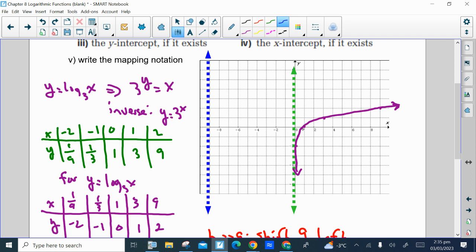So the x-intercept was at 1, 0. It's going to go up 2 and 9 left. The point 3, 1 will go up 2 and 9 left. The point 9, 2 will be up 2 and 9 left. So by doing the transformations, we actually got the y-intercept of the new graph. So now finish off those questions above.